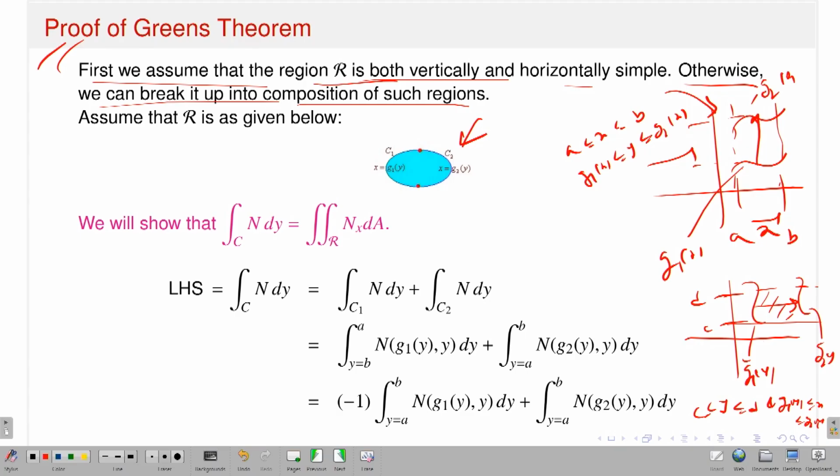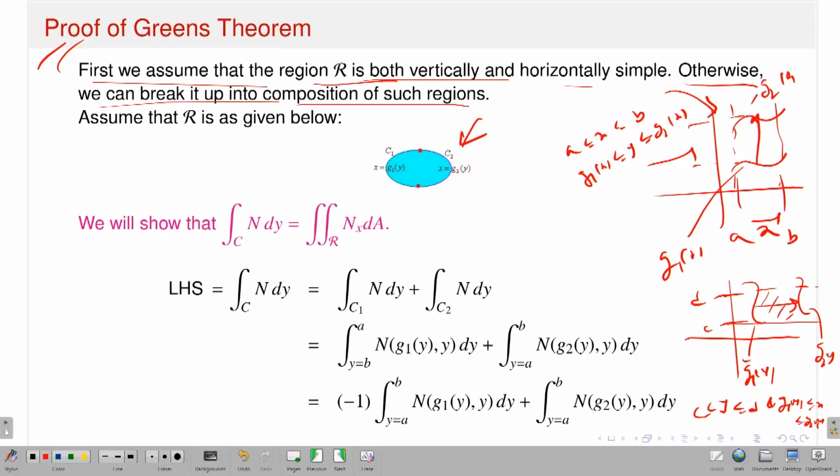And let's see whether the proof works for a region which is both vertically simple and horizontally simple. If I prove that one, and if any region can be broken up into finitely many pieces, each of which is both vertically and horizontally simple, then I am done. So assume that your region is both vertically simple and horizontally simple.